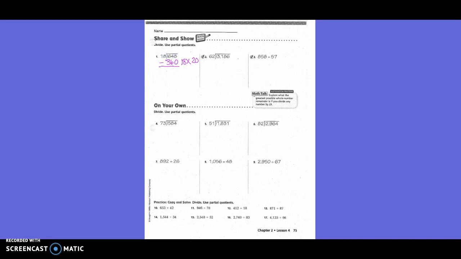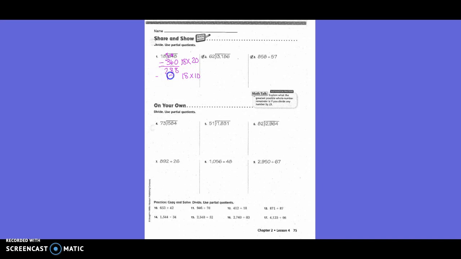So 8 minus 0 is 8. This becomes 14, and this becomes 5. 14 minus 6 is 8. 5 minus 3 is 2. So can I do 18 times 20 again? No. Could I do 18 times 10? Yes. Okay, so 18 times 10.